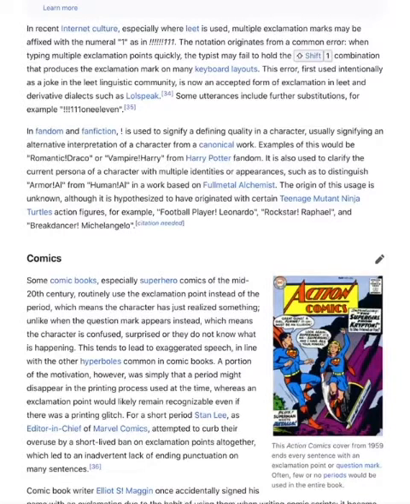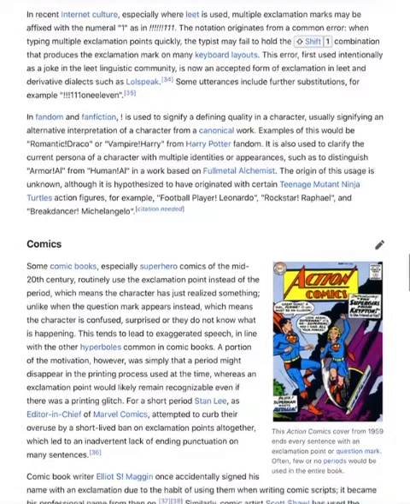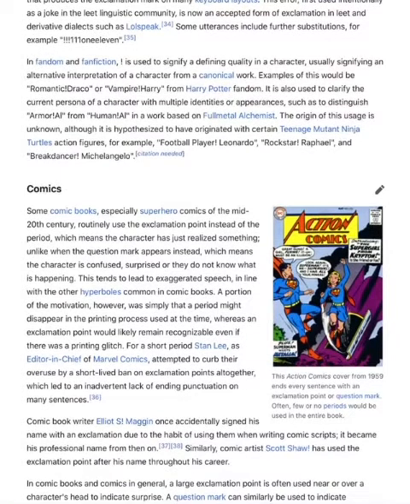Some utterances include further substitutions, for example, !!, !!!!111, !!!111. In fandom and fan fiction, the exclamation mark is used to signify a defining quality in a character, usually signifying an alternative interpretation of a character from a canonical work. Examples of this would be Romantic!Draco or Vampire!Harry from the Harry Potter fandom.